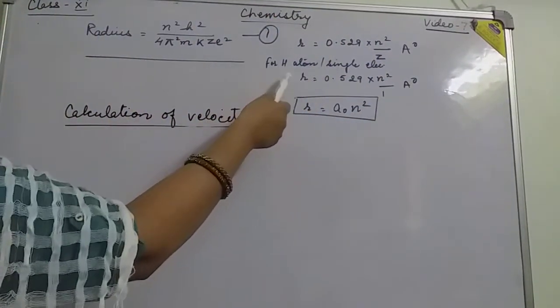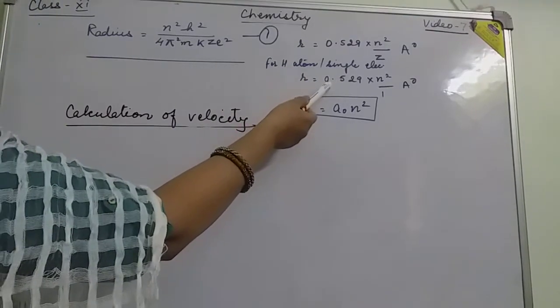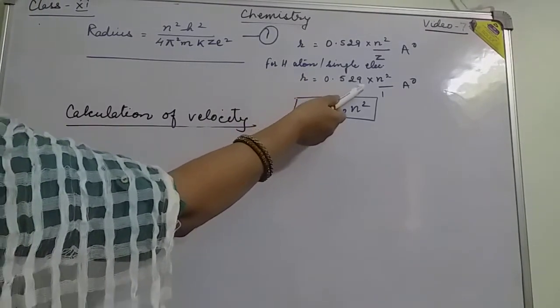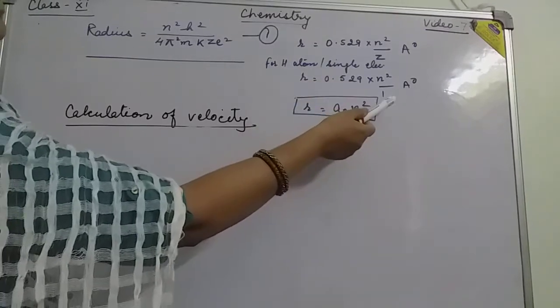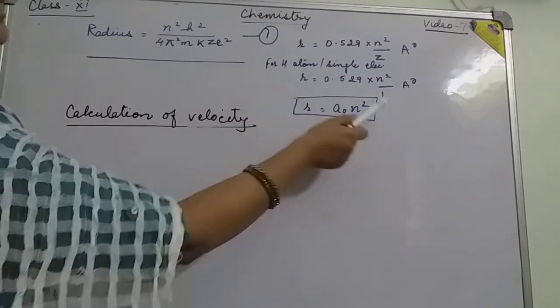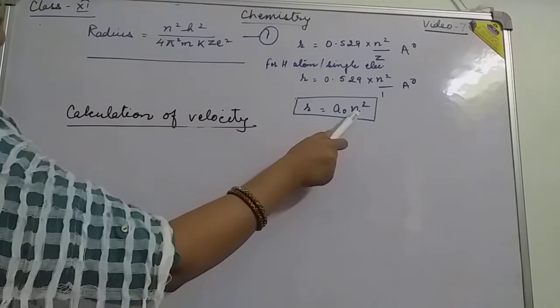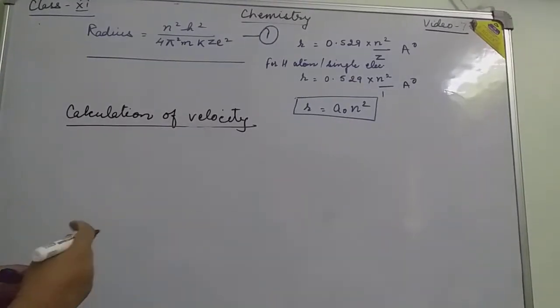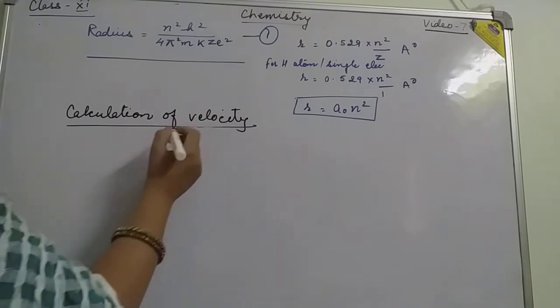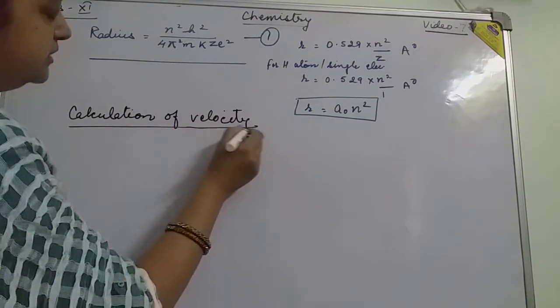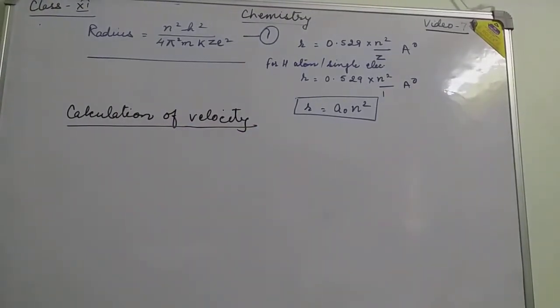For the single electron system, it is 0.529 if z is 1. For hydrogen atom, if z is 1, then the value is r equal to a naught n square. We already calculated this in the previous video.